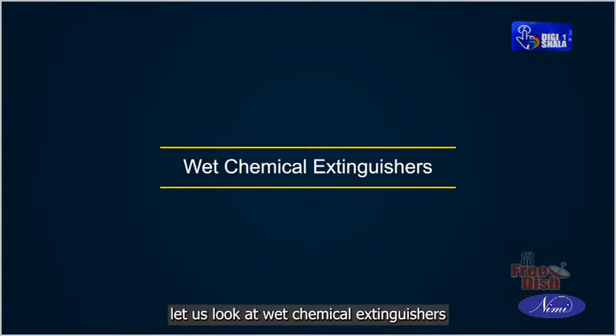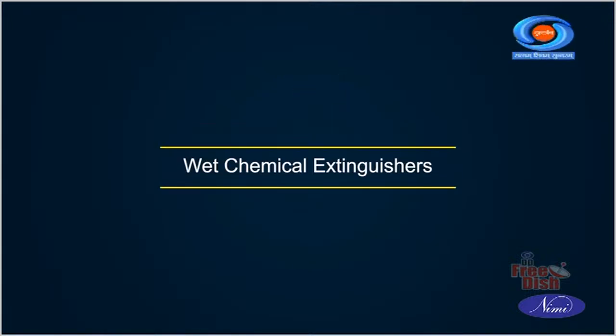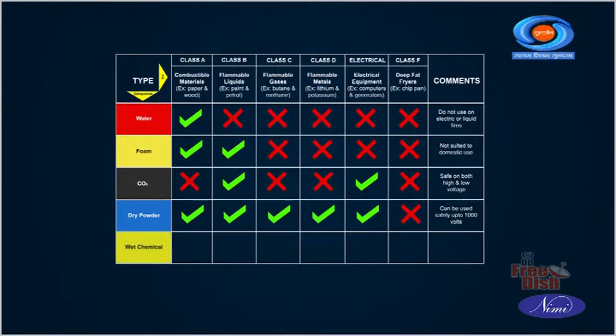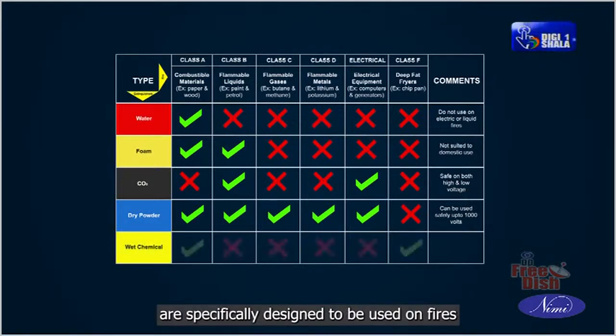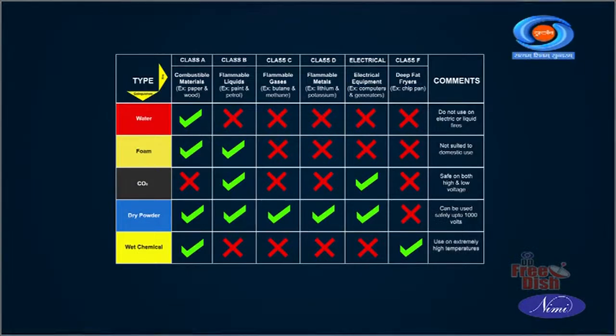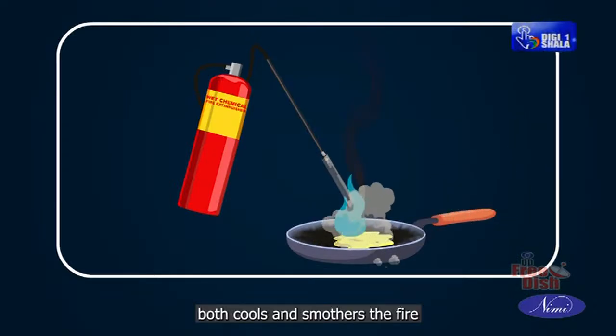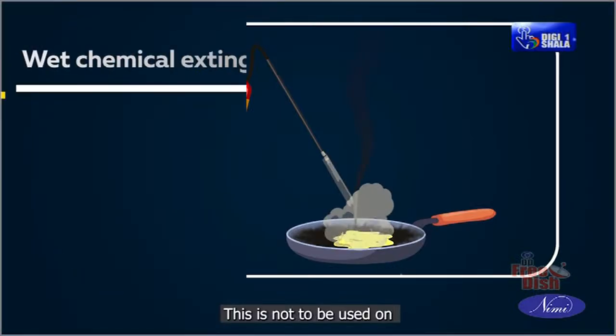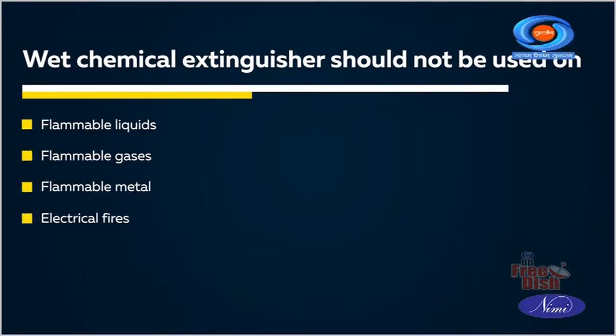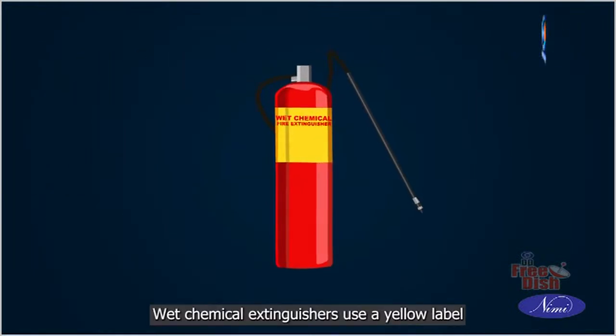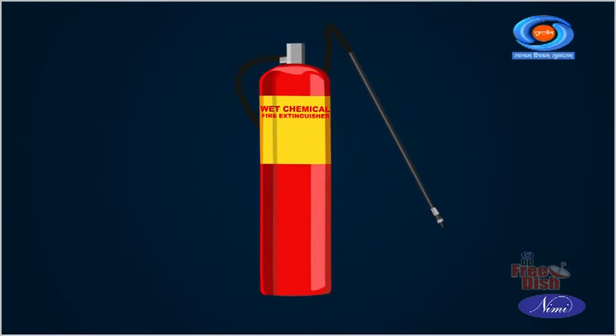Next, let us look at wet chemical extinguishers. Wet chemical extinguishers are specifically designed to be used on fires that have cooking oils and fats as their fuel. This type of extinguisher both cools and smothers the fire. This is not to be used on flammable liquids, flammable gases, flammable metal, and electrical fires. Wet chemical extinguishers use a yellow label.